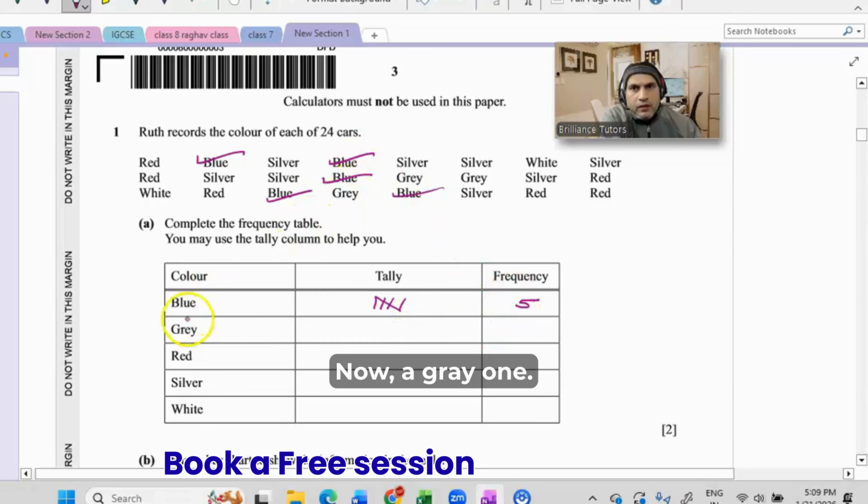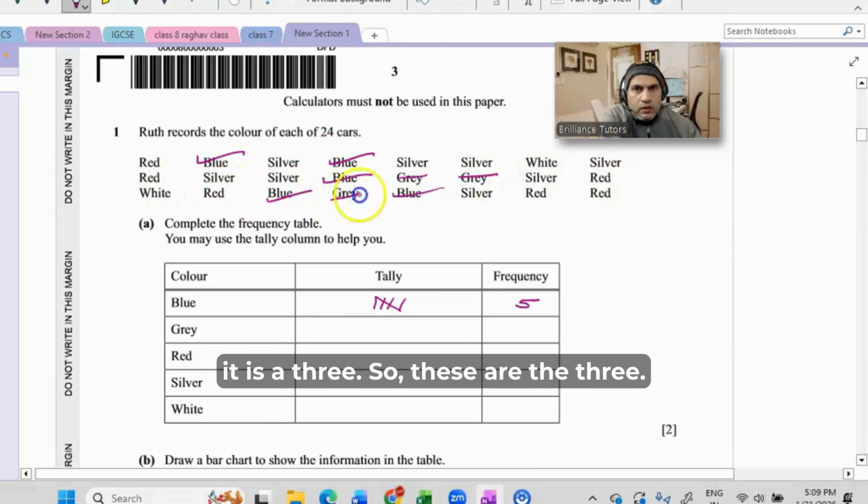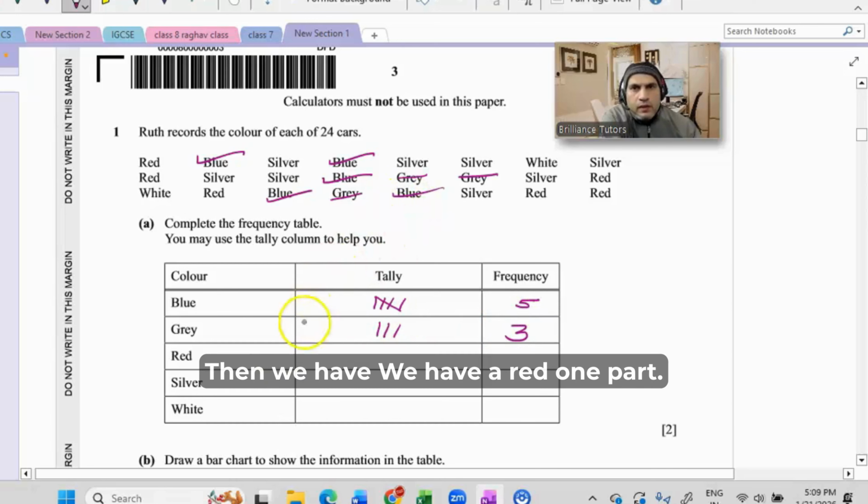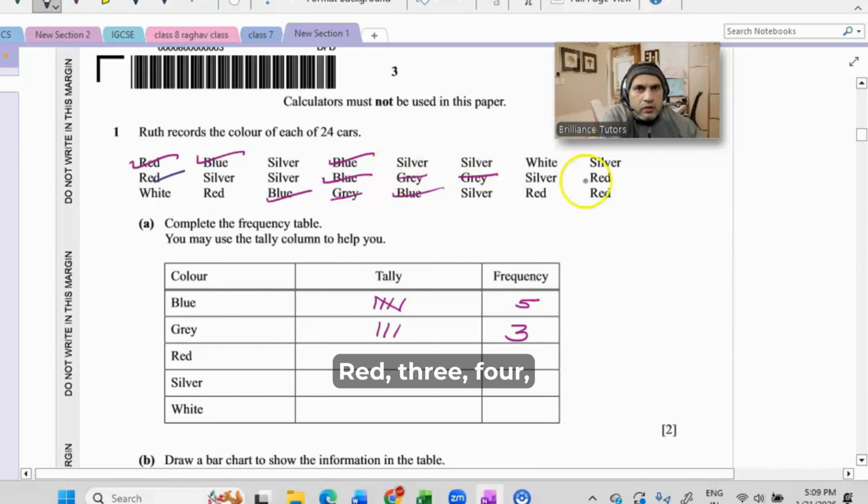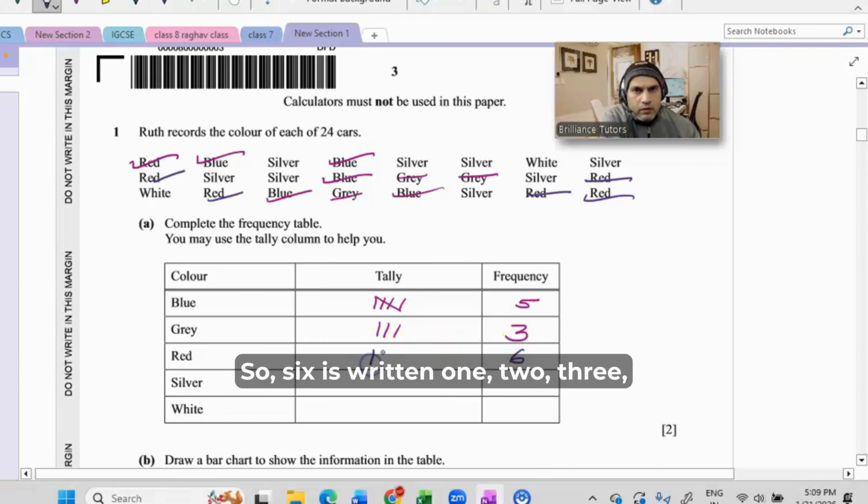Okay. Now the gray ones. Gray is 1, 2, 3. So these are 3, and 3 is written 1, 2, 3. Then we have the red ones: red 3, 4, 5, 6. So 6 is written 1, 2, 3, 4, and this is a 5, and 1 is a 6.